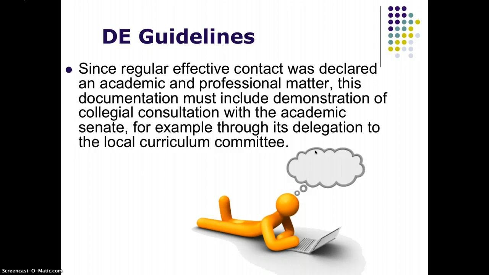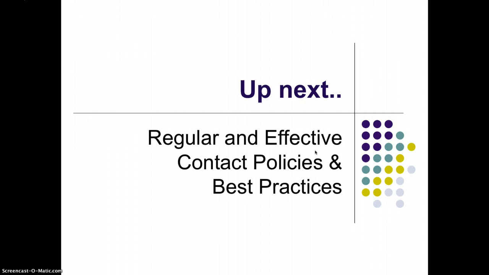Since regular effective contact was declared in academic and professional matters, this documentation should include demonstration of a collegial consultation with the academic senate, for example, through its delegation to the local curriculum committee. Most commonly, this means it gets charged as a task to a distance education committee or some sort of instructional technology committee. So, up next, regular and effective contact policies and best practices.